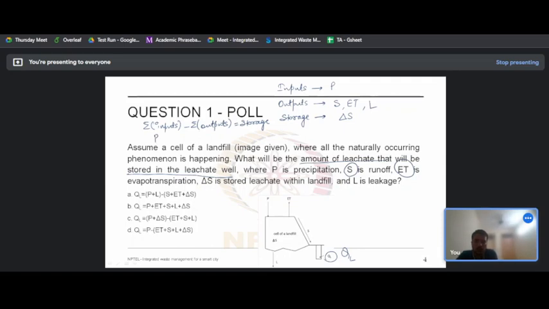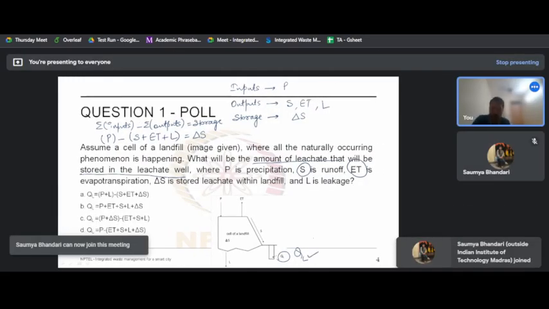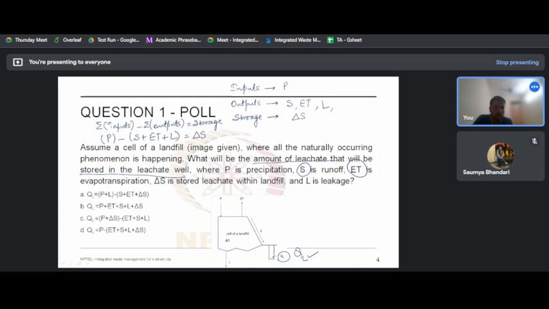So here we have precipitation. Then let's take the outputs. So we have S plus ET plus L, and this should be equal to delta S. Along with this, we will also have the output, which will be the leachate. So we have the leachate, so that would be in output, so that we can write it as QL. So we can add QL here. So summation of the inputs minus summation of outputs equals the storage, so that will be delta S.